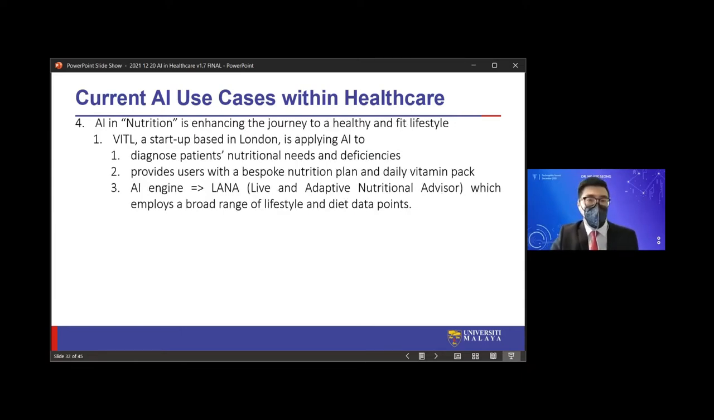Also, AI in nutrition, which is enhancing the journey to a healthy and fit lifestyle. There is VITL, a startup based in London, which is applying AI to diagnose a patient's nutritional needs and deficiencies. And they provide users with bespoke nutrition plans and even a daily vitamin pack if necessary. So this AI engine uses LANA, which is Life and Adaptive Nutritional Advisor, which employs a broad range of lifestyle and diet data points to be able to design specifically a plan just for that individual.